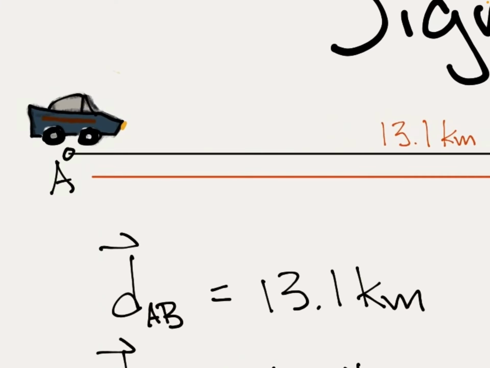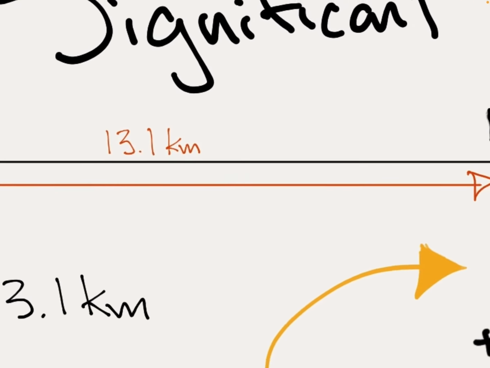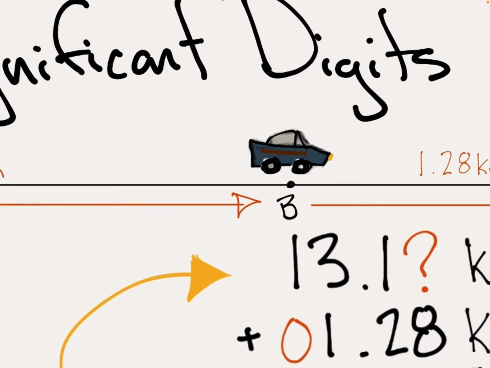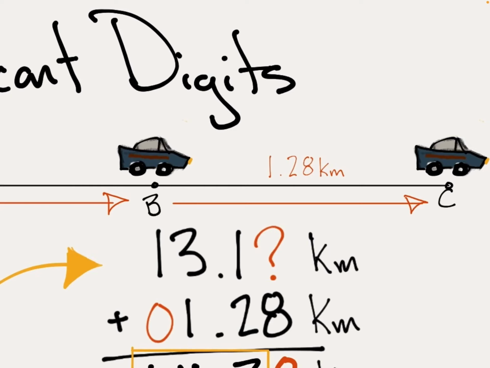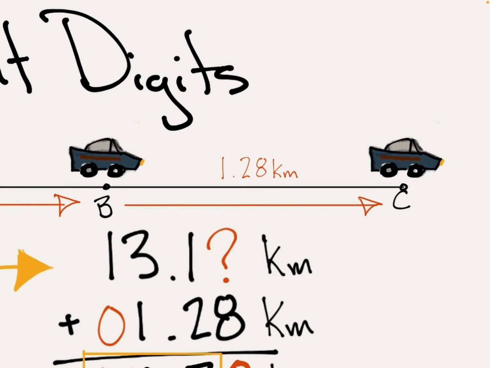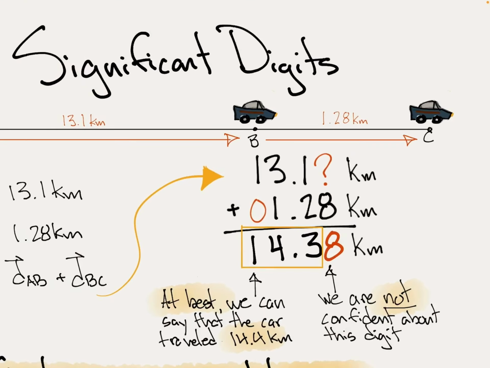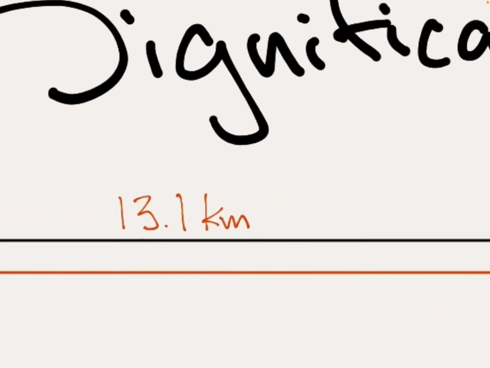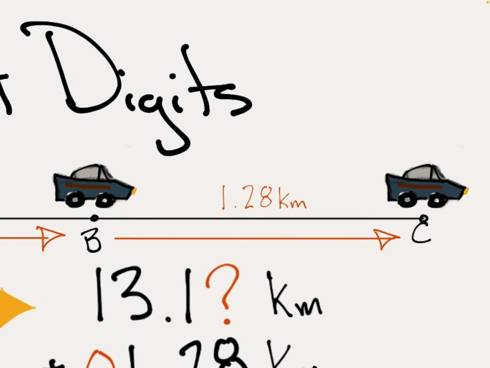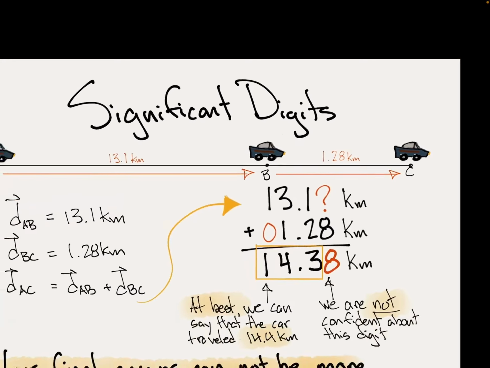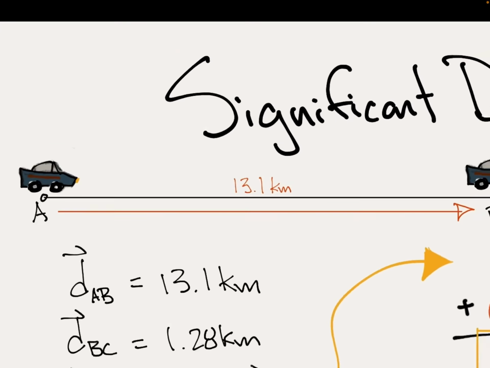So let's take an example of a car at point A, and let's say that it travels 13.1 kilometers to point B. Maybe the driver stops for a nap, and then it drives for another 1.28 kilometers from point B to C. If we look at these measurements, our measurement from B to C is actually more precise. So we have one measurement that is more precise, 0.28 versus the 0.1.